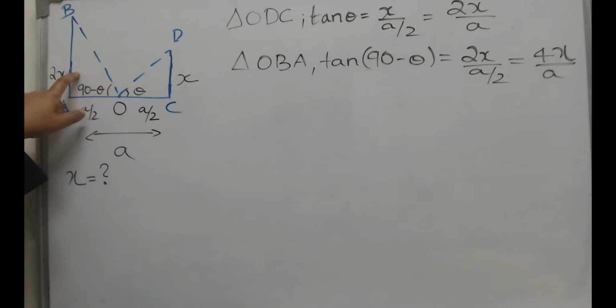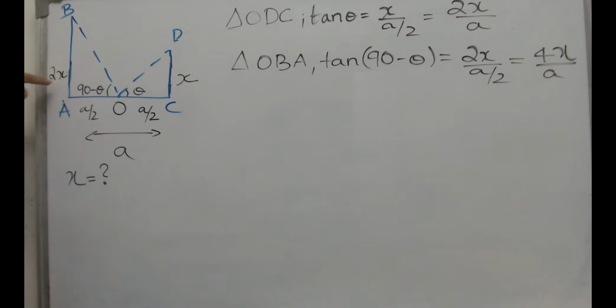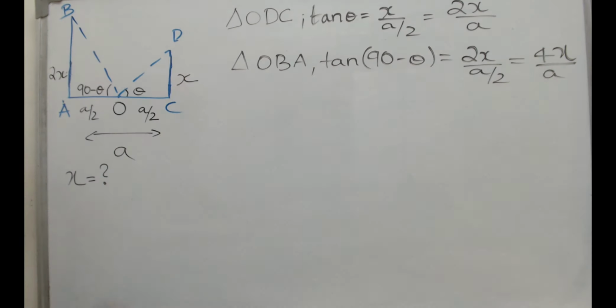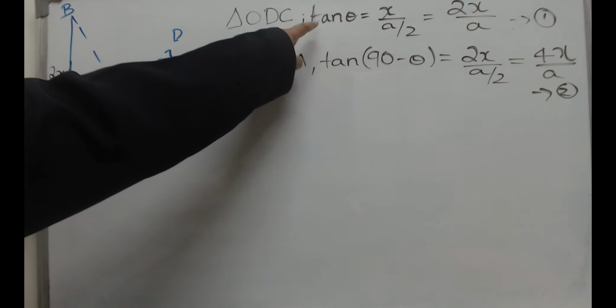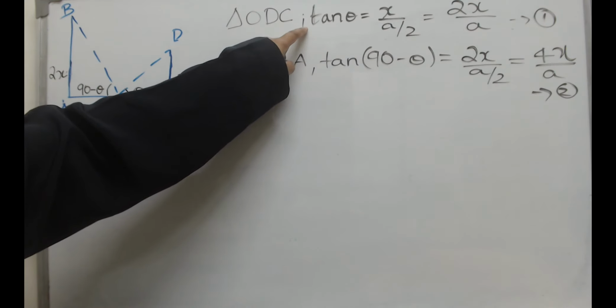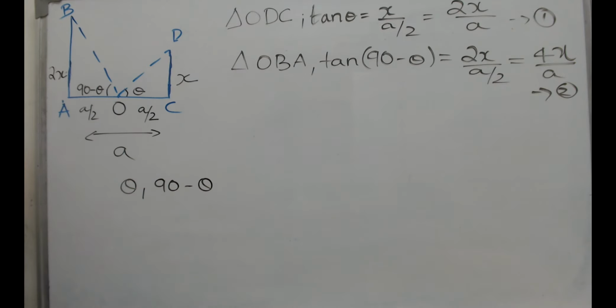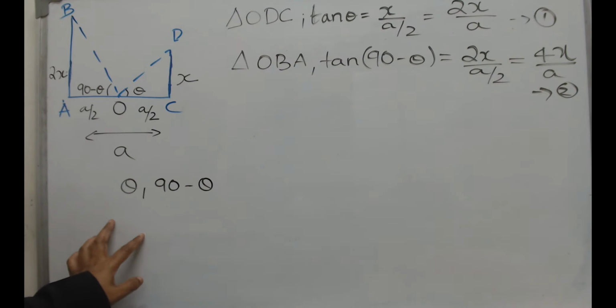Do the same thing over here. In OBA, the angle which we know is 90 minus theta. The sides which we know, how are they related? It is again opposite side by adjacent side, or in other words, we have enough information to find tan 90 minus theta. We get that value also. Now look at both of these angles that you are dealing with. You are dealing with theta and 90 minus theta, or in other words, two angles which when added give you 90.